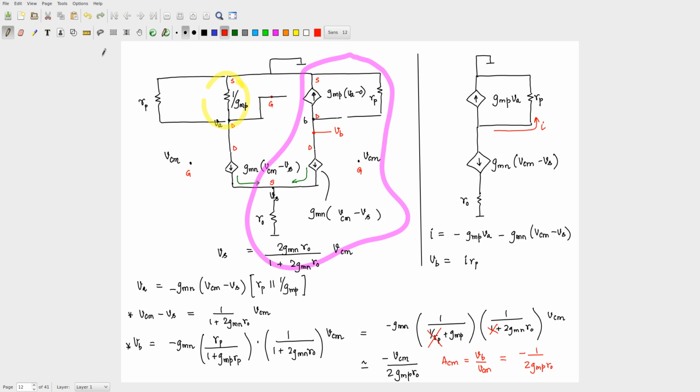Right? So what can you guess in the ideal case of R0 being infinite and GMP being very large? What will happen to this common mode gain? This common mode gain will actually go to 0, and that's why we had this R0 here, because if you took R0 to be infinity, you can't actually calculate the common mode gain.